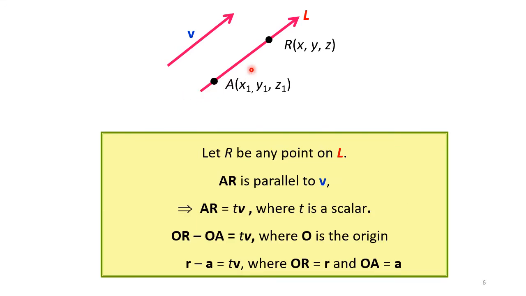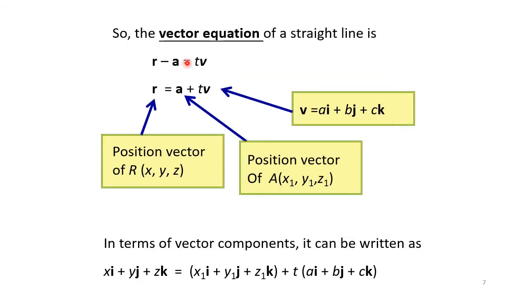Let's say we find the vector AR. This vector AR is parallel to V, so we can equate AR with TV. As we know, if two vectors are parallel, we can equate one with the other multiplied by a constant. T is a constant. AR is actually OR minus OA, which is R minus A. So the vector equation of the straight line would be R minus A equals TV. We bring A to the right hand side, so R equals A plus TV.